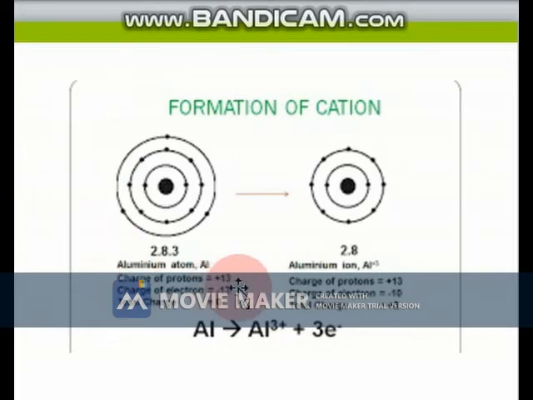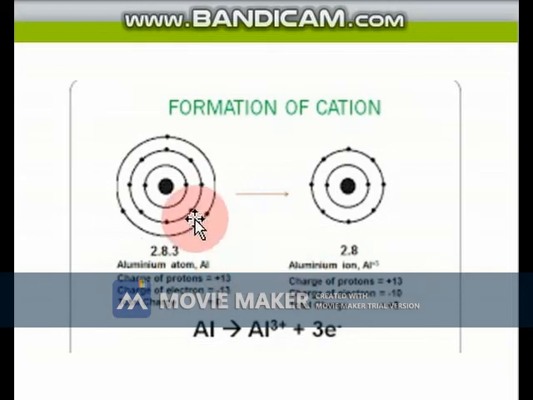The element here is aluminium. So, when aluminium is neutral, its electronic configuration is 2, 8, 3. So, the last shell will carry 3 electrons. Now, because it has 3 electrons in the last shell, it is not stable. For it to be stable, it must lose these 3 electrons, and that is what brings it to this point. So from 2, 8, 3 to 2, 8, the last shell here has been removed.